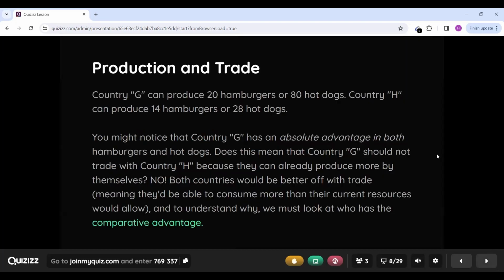So, production and trade. Country G can produce 20 hamburgers or 80 hot dogs. Country H can produce 14 hamburgers or 28 hot dogs. You might notice that country G has an absolute advantage in both hamburgers and hot dogs. Does this mean that country G should not trade with country H because they can already produce more by themselves? No. Both countries would be better off with trade, meaning they'll be able to consume more than their current resources would allow. To understand why, we must look at who has the comparative advantage.